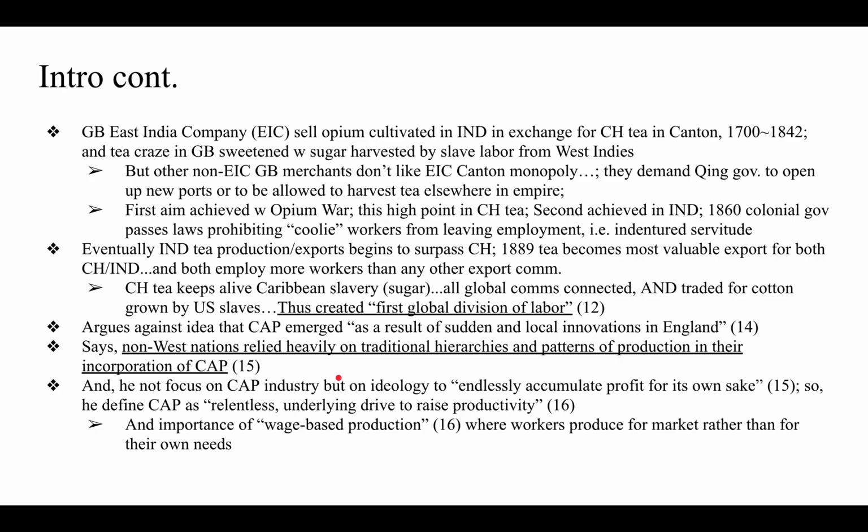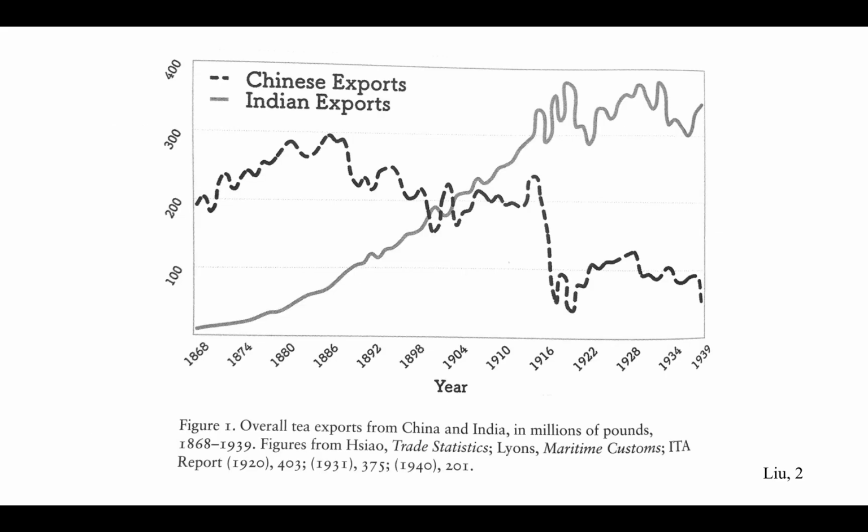So he also says that non-Western nations relied heavily on traditional hierarchies and patterns of production in their incorporation of capitalism. This is true for Japan as well. And he's not focused on capitalist industry, but on the ideology to, quote, endlessly accumulate profit for its own sake. So it's a fairly concise, partial definition of capitalism there as well. And so he defines capitalism, anyway, as this relentless underlying drive to raise productivity as well. And he notes the importance of wage-based production, where workers produce for the market rather than for their own needs. So all of these things distinguish capitalist economies, right?